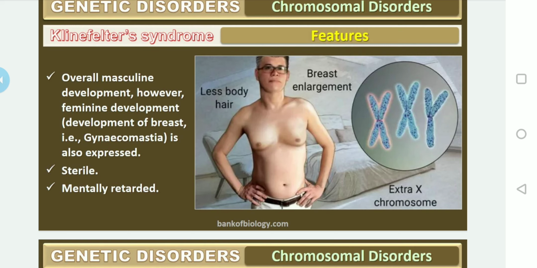Okay, so the enlargement of the breast is a feminine character, isn't it? But in the case of Klinefelter syndrome, you can identify such enlargement of the breast. So this is also called gynecomastia. And generally they are sterile, because there is no production of sperms. And remember, underdeveloped testis, also known as hypogonadism, and low production of androgen, so that there is no production of sperms, and they are all sterile. Even they are mentally retarded.